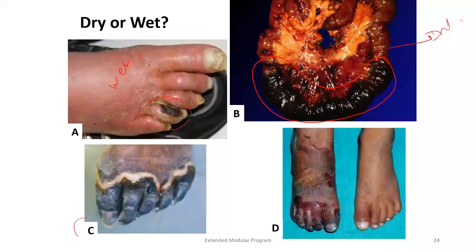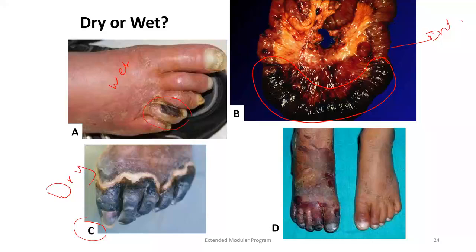Look at C. In C, what do we have here? We have gangrene of the toes. We have mummification, and you have a prominent line of demarcation. So this is a dry type of gangrene. Fine. So this is dry type of gangrene.